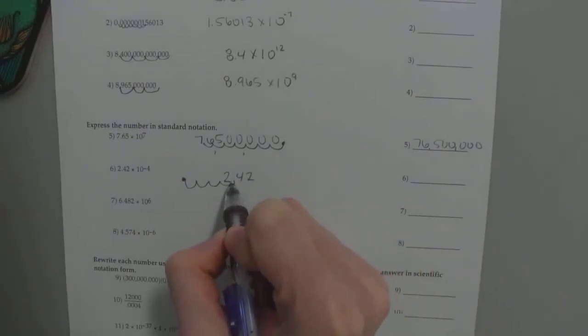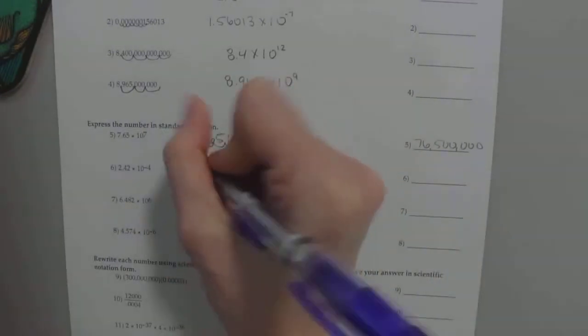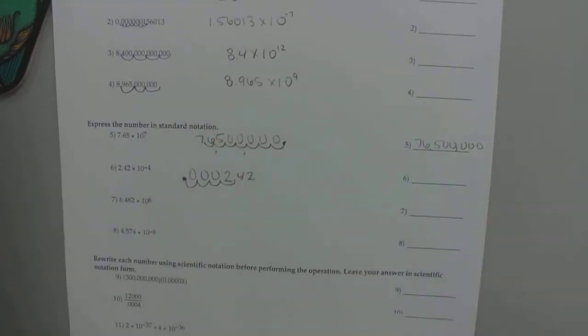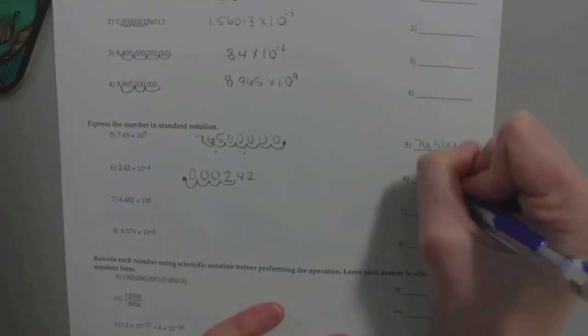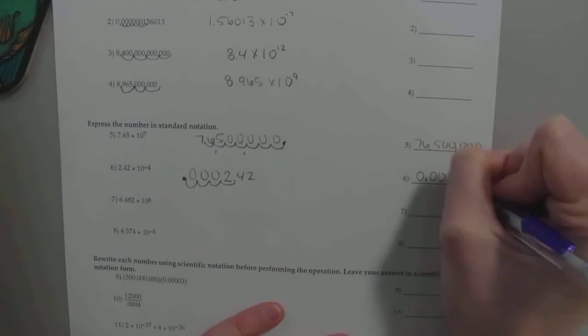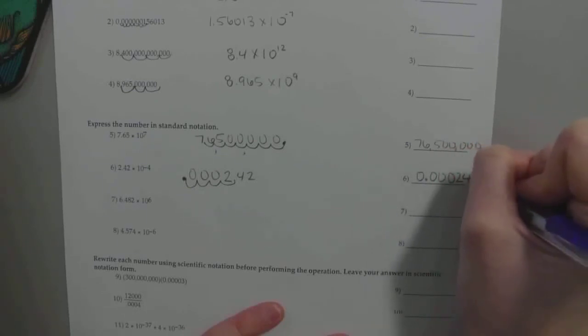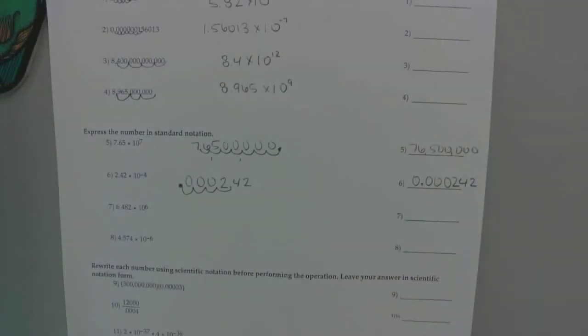1, 2, 3, 4. Notice when you move it to the left 4, that 2 took up 1 of the 4 spots, right? So what do we have to fill the rest in with? Zeros. So your final answer is 0.000242.